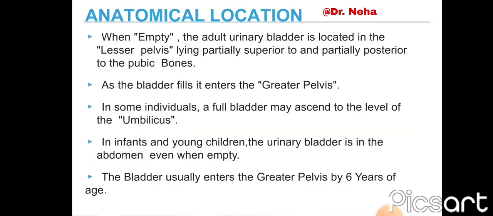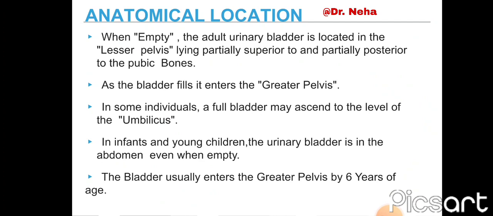The anatomical location of the bladder: when empty, in the adult, the urinary bladder is located in the lesser pelvis. It is lying partially superior to and partially posterior to the pubic bones. As the bladder fills, it enters the greater pelvis. In some individuals, a full bladder may ascend to the level of the umbilicus.